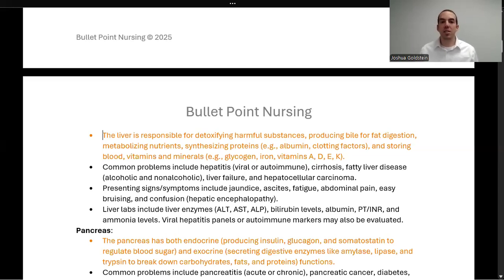So the liver is responsible for detoxifying harmful substances. It's responsible for producing bile for fat digestion. It's responsible for metabolizing nutrients and synthesizing proteins. In addition to all of those things that it does, it also stores blood, vitamins, and minerals. There's a lot of issues that can come from the liver, and we're going to discuss that in depth coming up. Next, we have the pancreas.